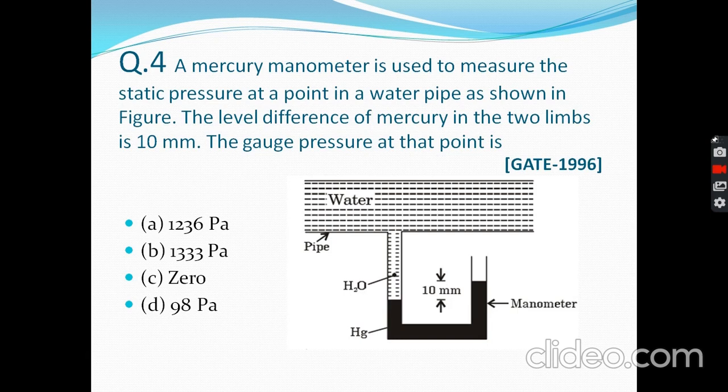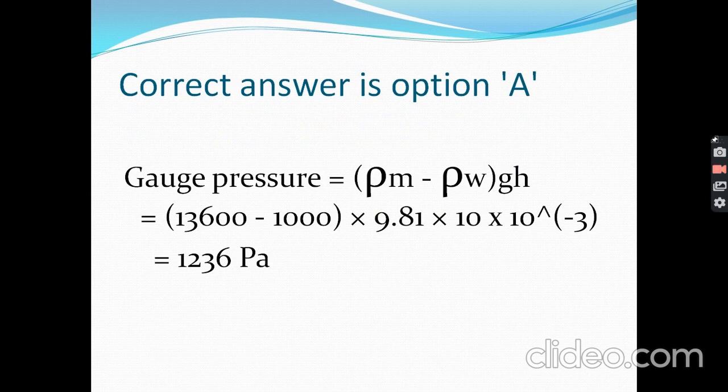Question 4. A mercury manometer is used to measure the static pressure at a point in a water pipe as shown in the figure. The level difference of mercury in two limbs is 10 mm. The gauge pressure at the point is: option A 1236 Pascal, option B 1333 Pascal, option C 0, option D 98 Pascal. So the correct answer is option A.